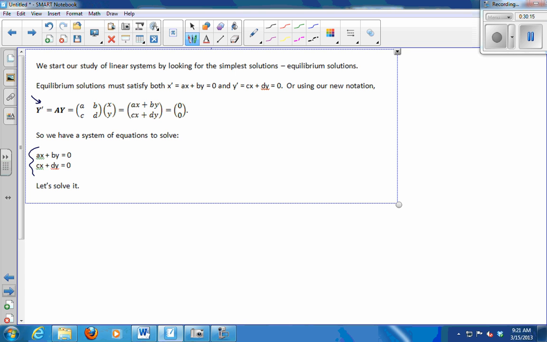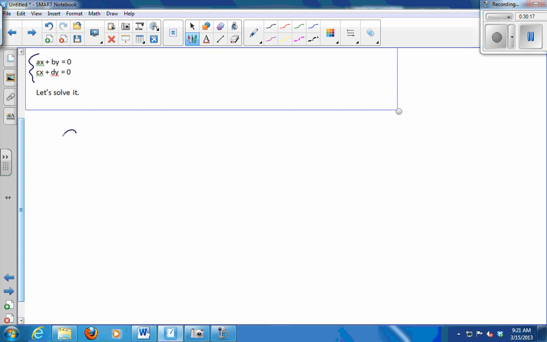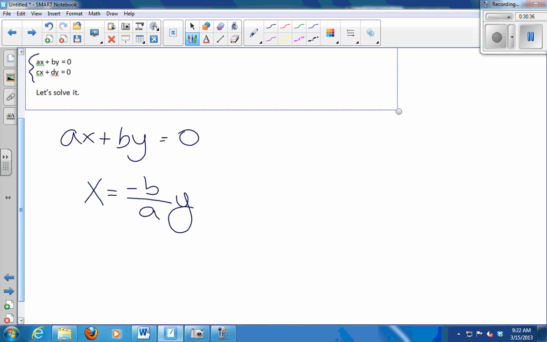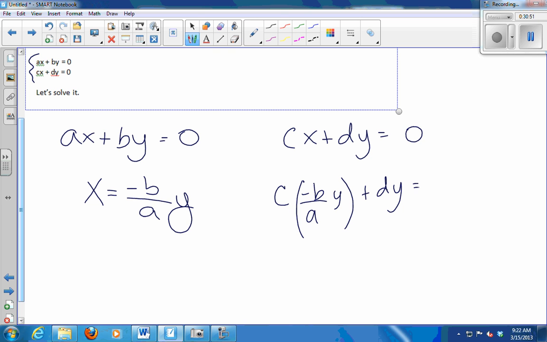Let's solve it. So I pick one equation. I'm going to solve it by substitution, and I'm going to solve for one of my variables. Let's say I solve for x. That would be negative b over a times y. Then I take that value for x and plug it into my other equation. So I have Cx plus Dy equals 0. So C times negative b over a times y, plus Dy equals 0.